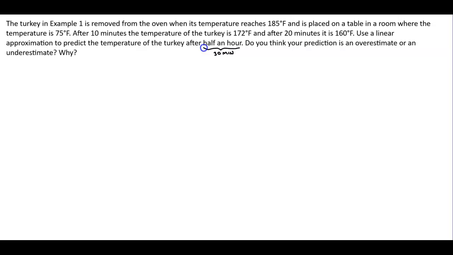Okay, so first, we know that the formula for the linear approximation is given by the following. L of t equals T of a, plus T prime of a, times t minus a. Now what we want to do is let a equal 10, since that's 10 minutes. So a is going to equal 10 minutes, and then b is going to equal 20 minutes.